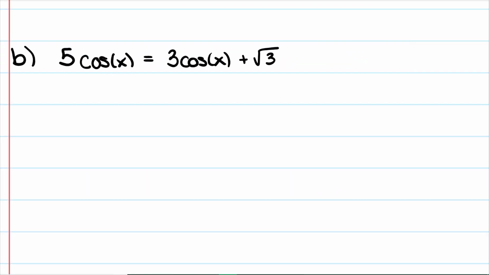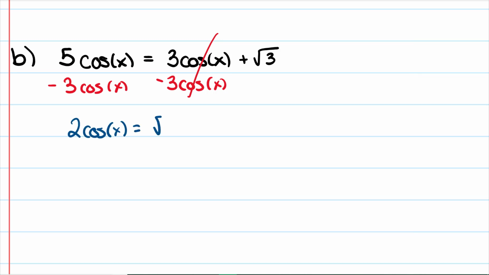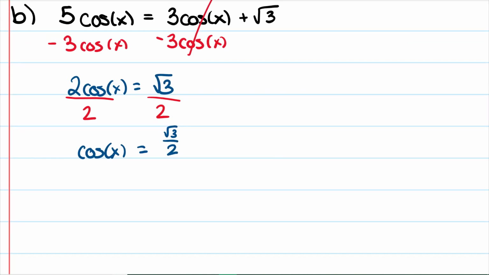Next, 5 cosine of x equals 3 cosine of x plus radical 3. So what we do here is subtract 3 cosine. These are going to cancel, and we get 2 cosine is equal to radical 3. The next step is to divide both sides by 2, and we get cosine of x is equal to radical 3 over 2. So we have to think, where on the unit circle is cosine of x equal to the square root of 3 over 2?